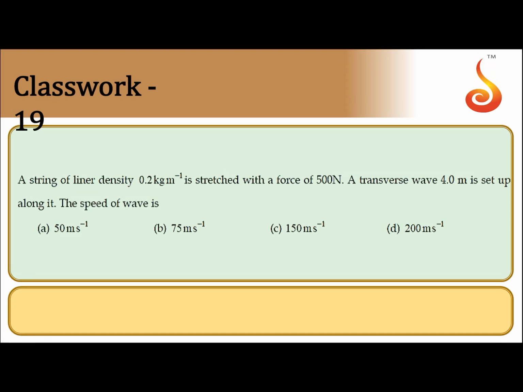So we shall move on to next one. A string of linear density 0.2 kg per meter is stretched with a force of 500 Newton. A transverse wave of 4 meter is set up along it. So this is the wavelength. The speed of the wave is. So they have given wavelength, they have given linear density, they have given the stretching force of 500 Newton. So you need to find speed of the wave.